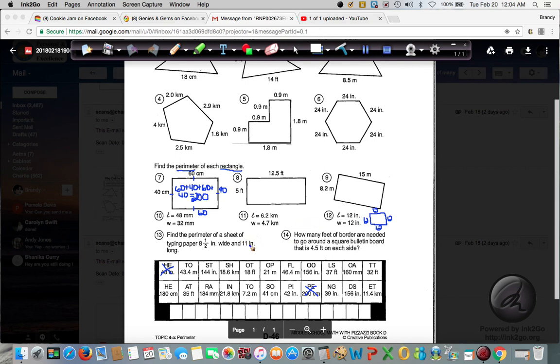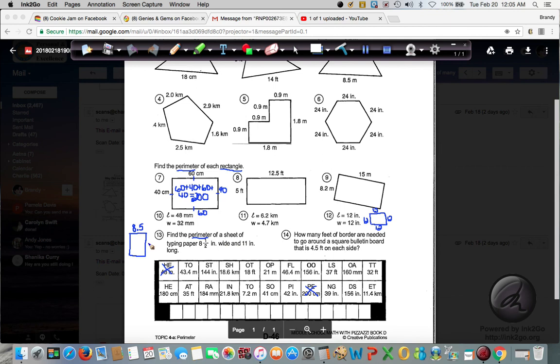Let's look at 13 and 14 since they're word problems. Number 13, find the perimeter, okay, so we're going to add here, of a sheet of typing paper 8.5 inches wide and 11 inches long. So, I'll put it over here, this is your regular sheet of blank white paper, right? And it's going to be 8.5 inches wide. Now, yes, I would recommend using a decimal, because 8.5 in a calculator, right? So 1 divided by 2 will tell you the decimal. 8.5, so 8.5.